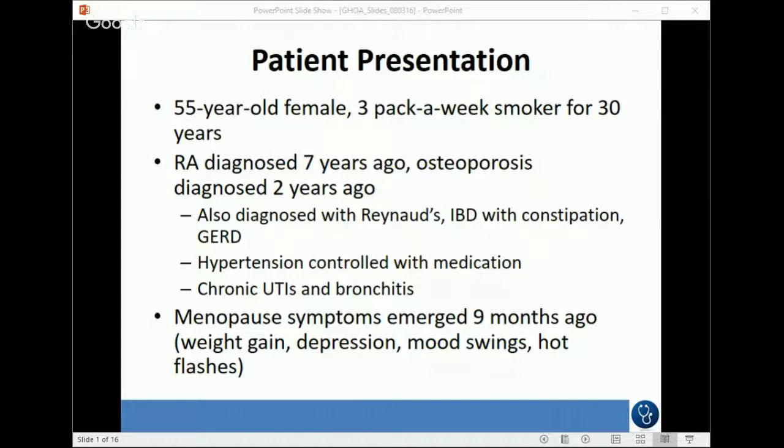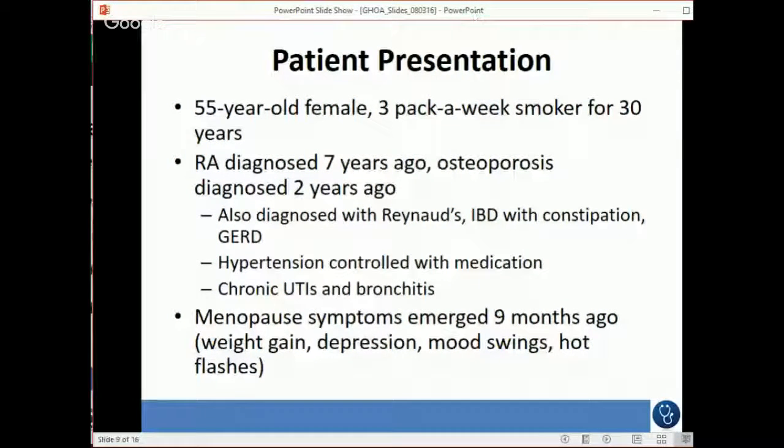Additionally, because we all know you just don't have RA alone, she's had Raynaud's and IBD with constipation and also GERD. She has hypertension, which is controlled, thank goodness, by her medication. She has chronic urinary tract infections and bronchitis. So to make matters just beautiful, she's developed her menopause symptoms about 9 months ago.